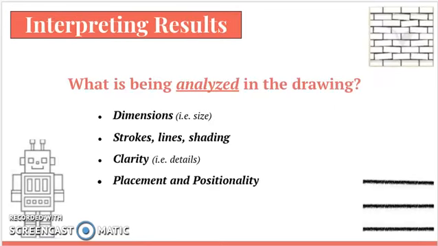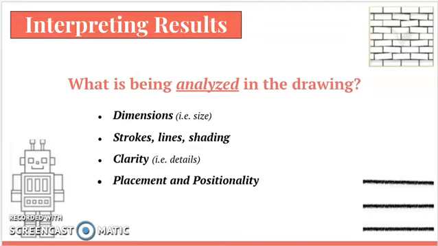So when we interpret these results, there are 4 main pillars that are being analyzed in these drawings the examiner is taking into account. And these include the dimensions of the drawings, meaning the size of the objects, the strokes, lines, and shading of the drawing, so the pressure of the lines, the firmness and the solidity, the clarity of the drawing, so the details present, and these can reveal flexibility or rigidity of a personality or an ego strength. And finally, the placement and positionality of the objects presented in the drawings.